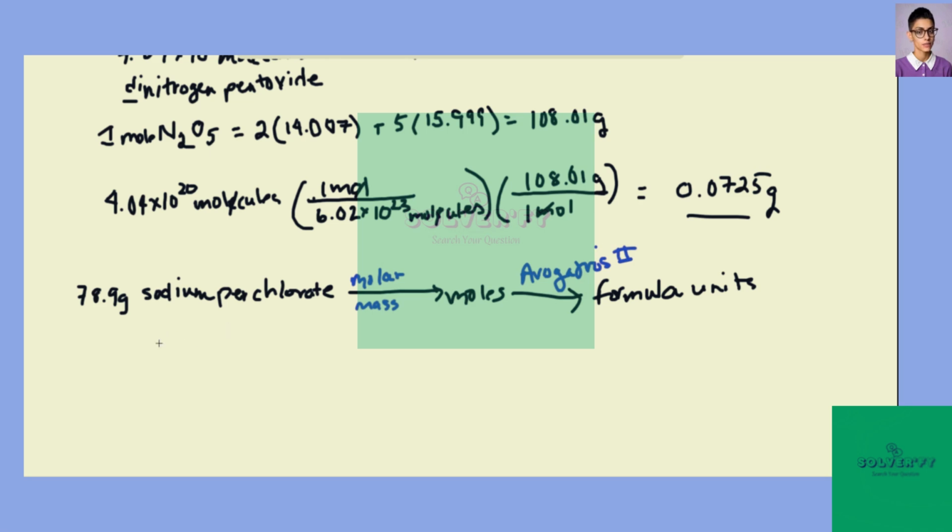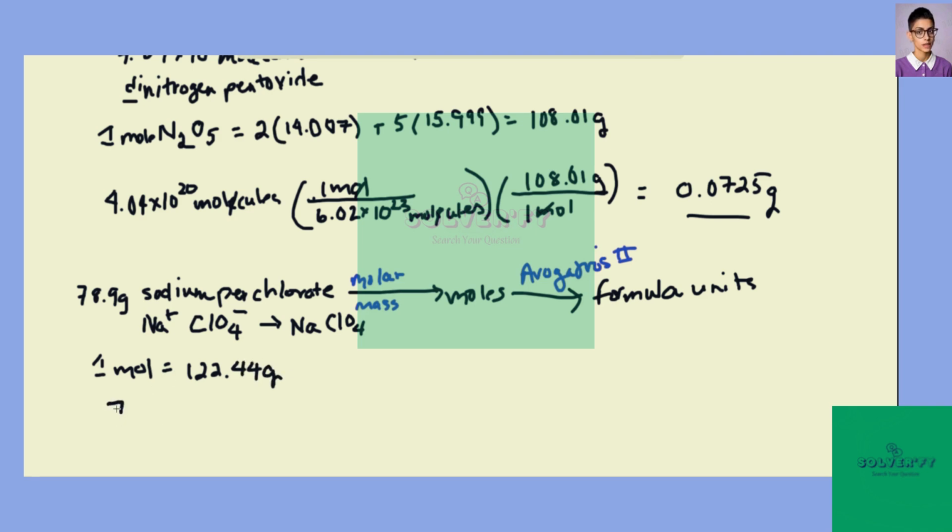So before we start converting, we need to figure out what sodium perchlorate is. Sodium is an ion, Na+. The perchlorate ion is ClO4 with an overall -1 charge. So the formula is NaClO4. And the molar mass is equal to the mass of sodium plus the mass of chlorine plus 4 oxygens, or 122.44 grams.